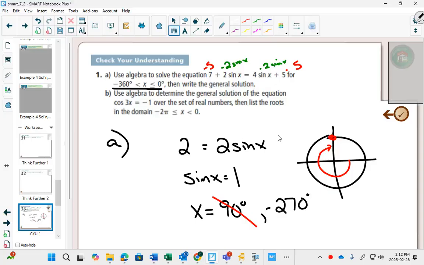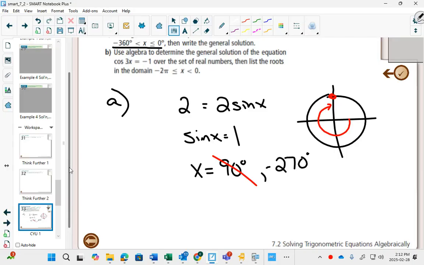As a rule of thumb, I actually really like writing the 90 or pi over 2. I like solving between 0 and 2 pi first and writing them down. They kind of help me visualize. I know where the point is. And then I think about, oh, but I have to do a new domain. I have to go backwards. And it's easy for me to figure out that it's going to be negative 270 as a result.